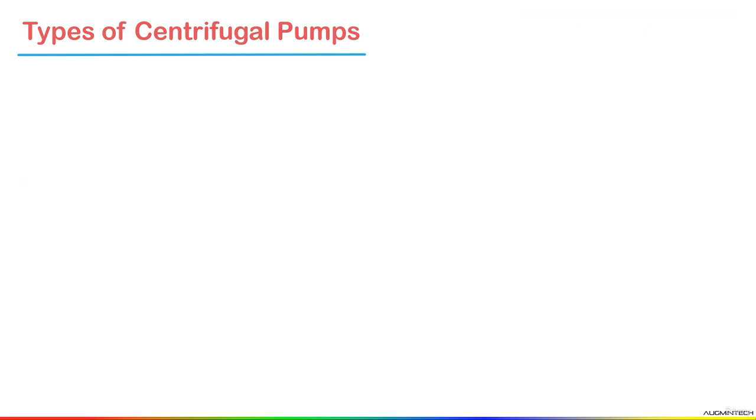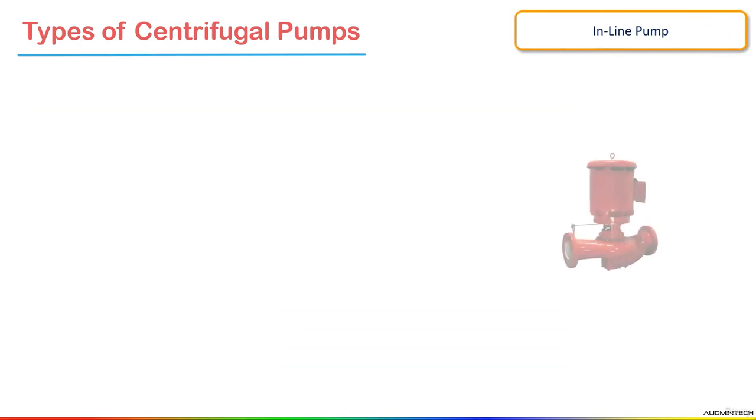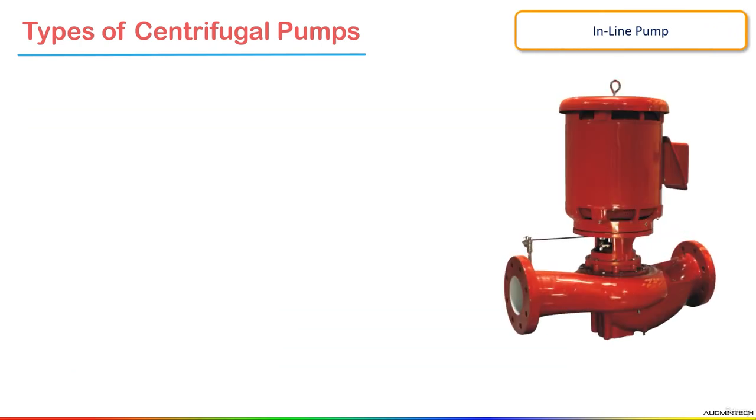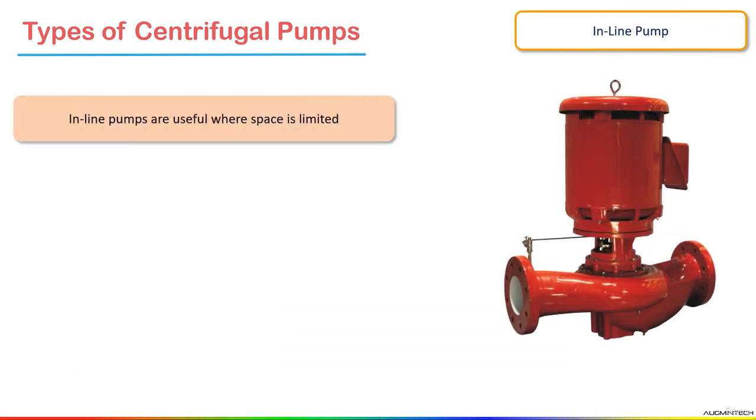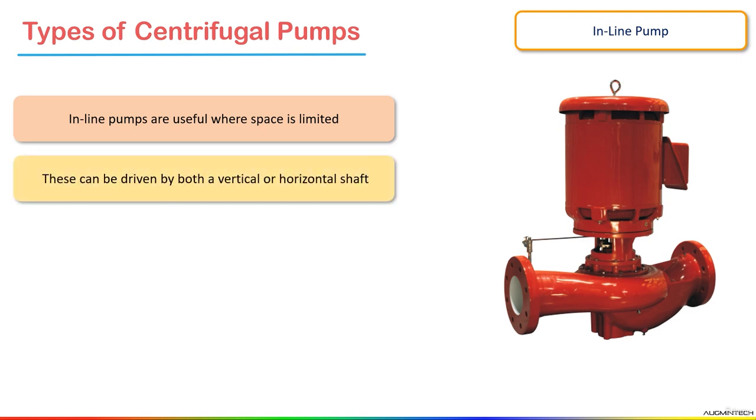Now, another type of centrifugal pump is the inline centrifugal pump. Inline pumps are useful where space is limited. Remember, we use this type of pump where space is limited. These can be driven by either a vertical or horizontal shaft. As per your requirement, you have to select which type you actually want.